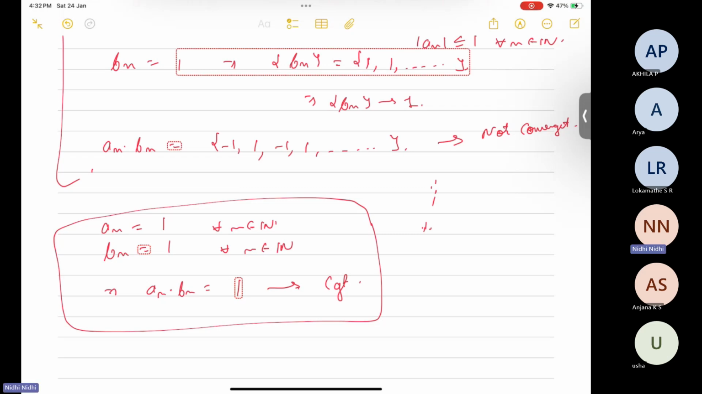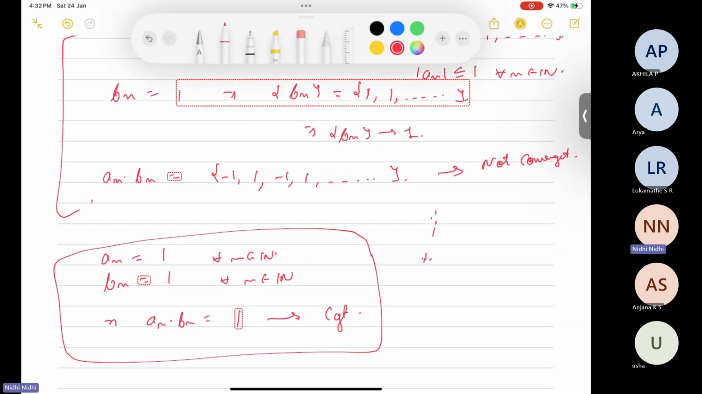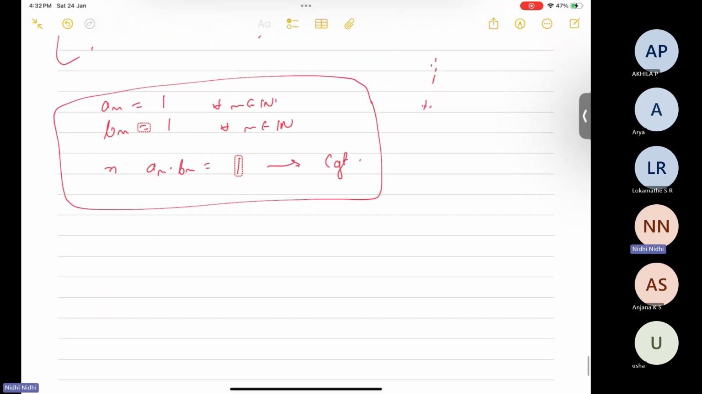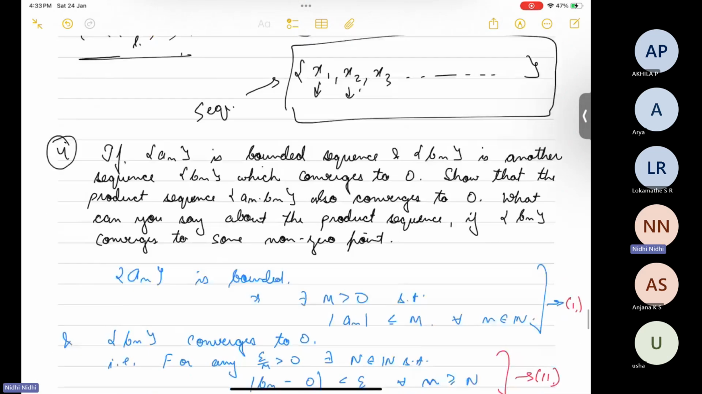But this is a very good result. We should always remember that if an is a bounded sequence and bn is converging to 0, then the product will always converge to 0. Nothing can be said about an bn if the sequence bn is not converging to 0. You can yourself look for some other examples as well. So I hope this is clear. Let's move to next question number 5.